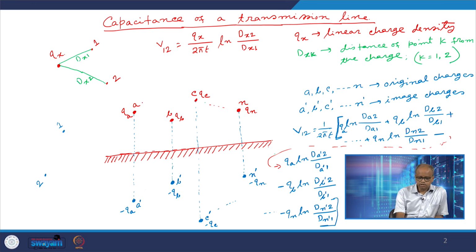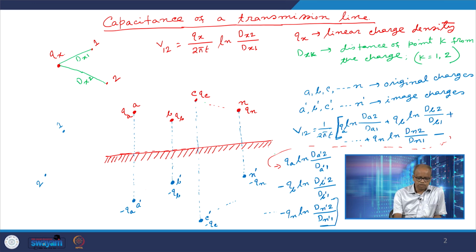So the distance from point A to the ground would be equal to the distance from point A dash to the ground. Similarly, the distance from point B to ground would be equal to the distance from point B dash to ground. Essentially, these distances are obtained by reflecting all these charges with respect to the ground. Now V12 can be expressed by the superposition of the voltages contributed by each individual charge.